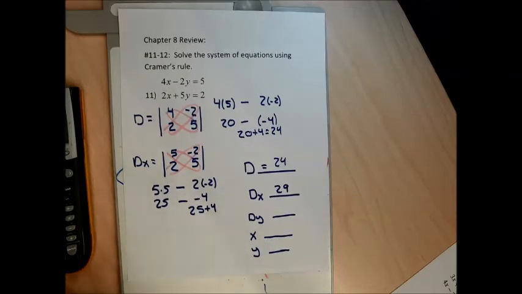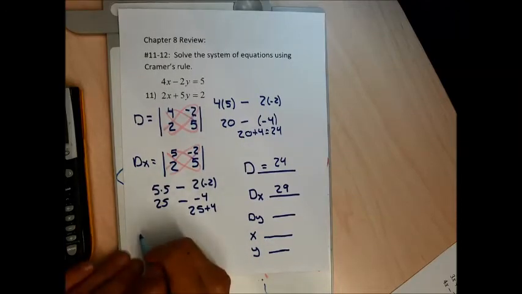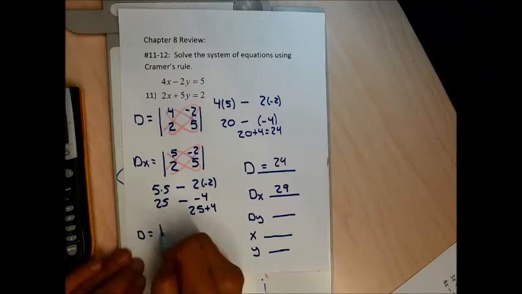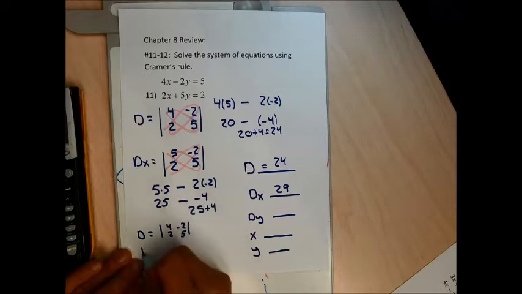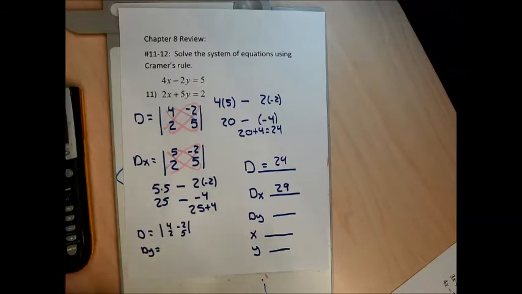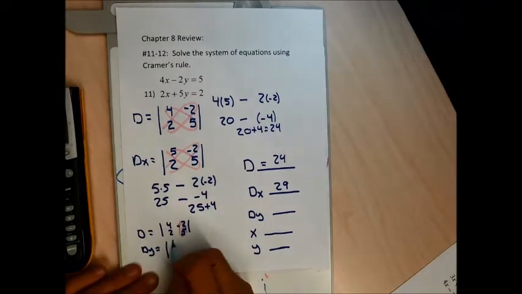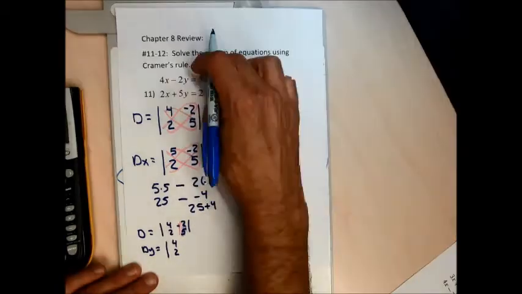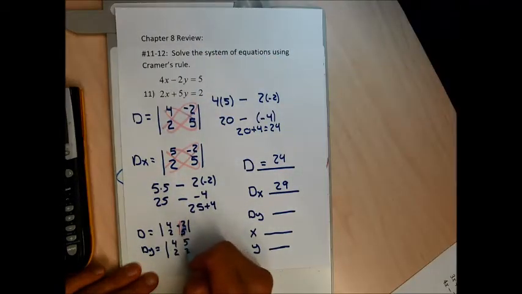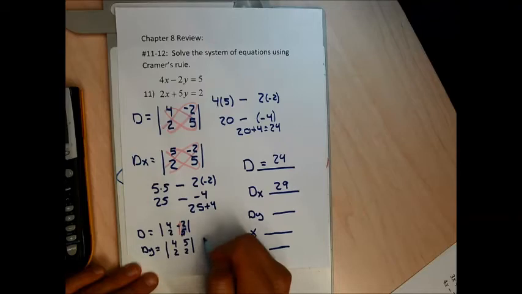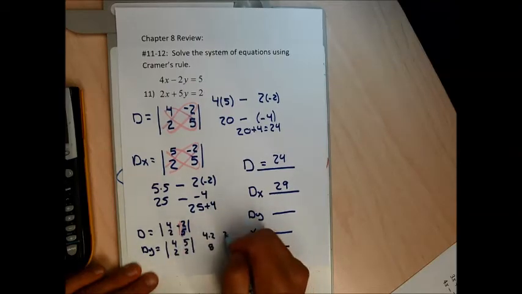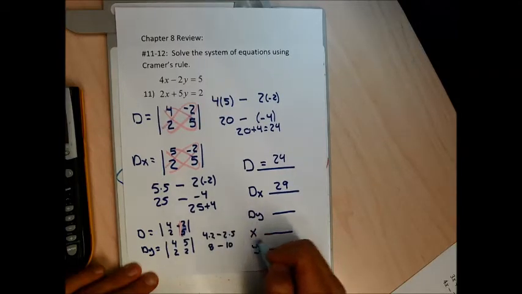Lastly, I need to get the D sub y. For D sub y, you need the D matrix, which was 4, 2, negative 2, and 5. For D sub y, you change the y column of the D matrix to the equals column. So I'm going to write 4 and 2, and then I'm going to write 5 and 2. And I'm going to cross multiply down and get 4 times 2, which is 8. Cross multiply up and get 2 times 5, which is 10. And subtract those. 8 minus 10 is going to be negative 2.